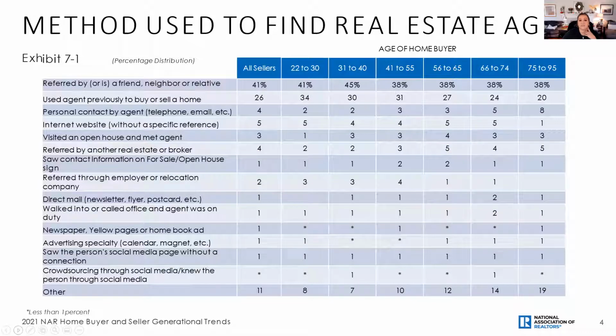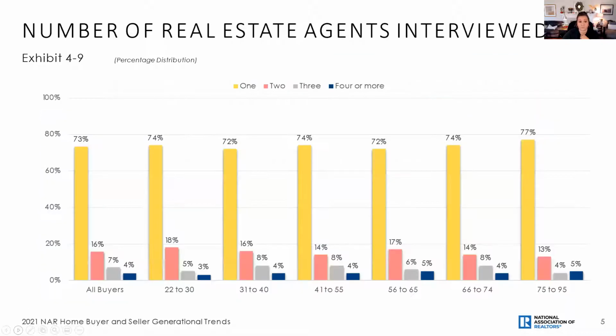So same thing, this is on the listing side. Method used to find real estate agent, referred by friend, neighbor, or relative. 41% of all sellers, 41%. It's a huge number, right? And then this one is important too. The number of real estate agents interviewed, right?